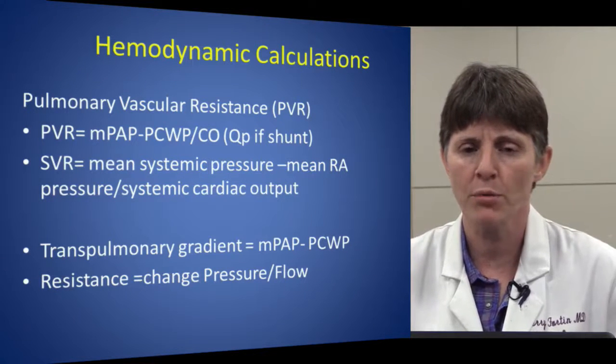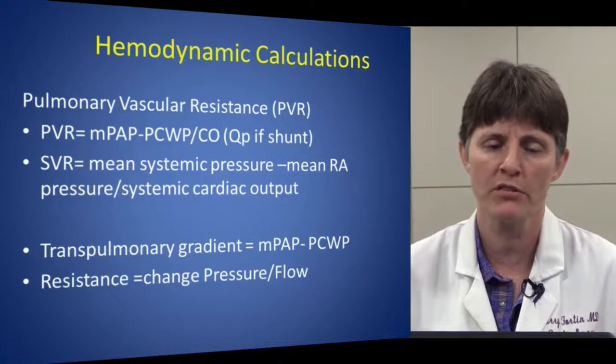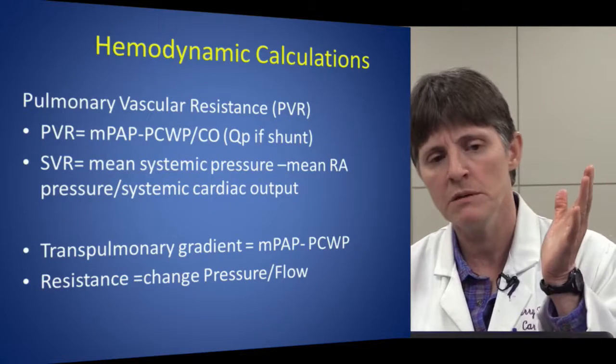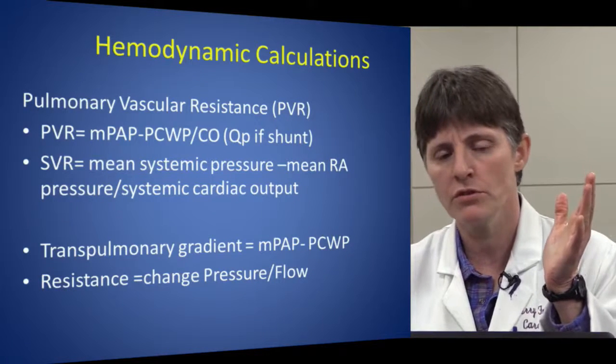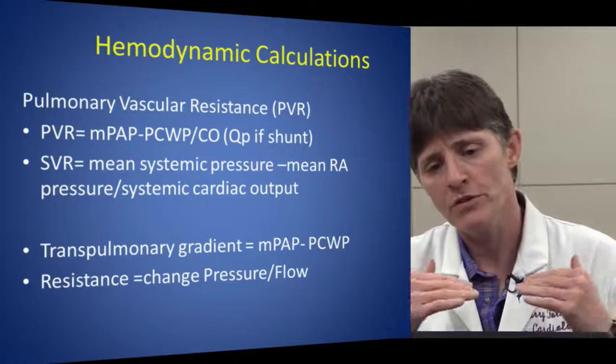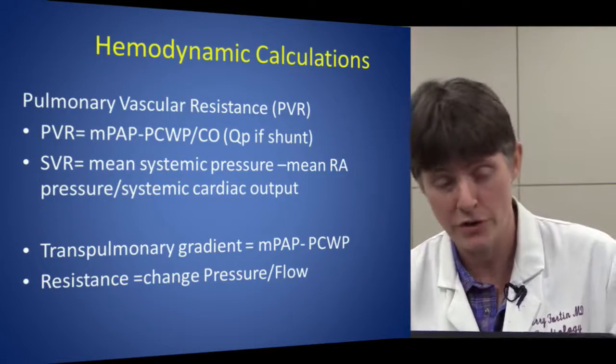So if we think about pulmonary vascular resistance, we want to think about the change in pressure across the pulmonary bed. The pressure going in is your mean pulmonary artery pressure that you've just measured. The pressure going out is your wedge pressure that you've just measured. And you divide that by flow, and flow is the cardiac output that you've just calculated.